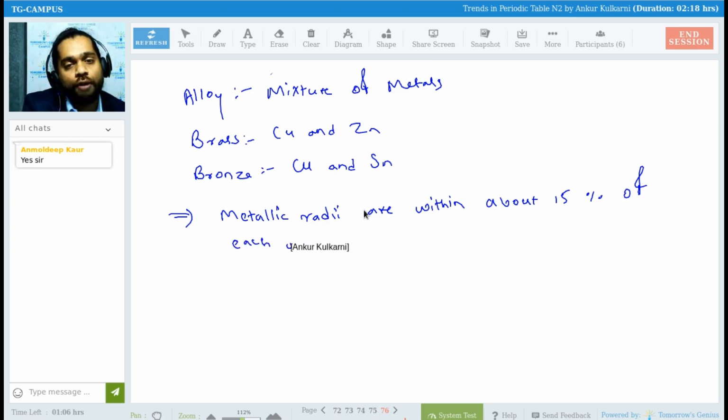You cannot form alloy of everything and anything. If one atom is very small and one atom is very large, you cannot form alloy of that. Only if their metallic radii are comparable, you can form an alloy.